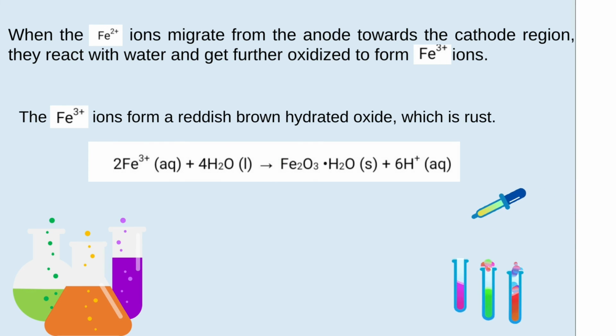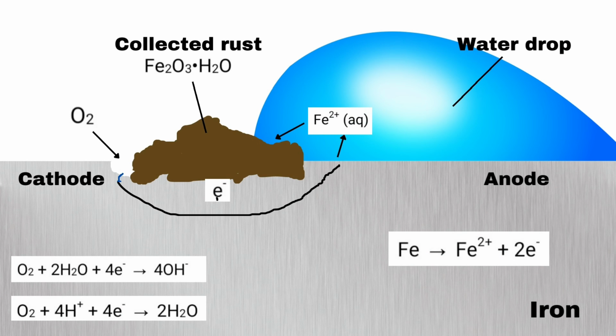Every 2 of these Fe3+ ions react with 4 water molecules to form Fe2O3.H2O, which is rust, and release 6 hydrogen ions. Here is a visualization of the process of rusting.